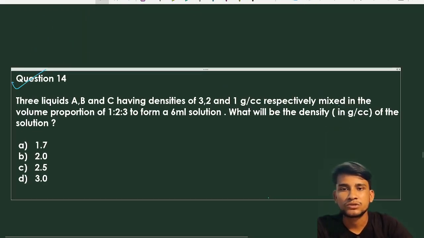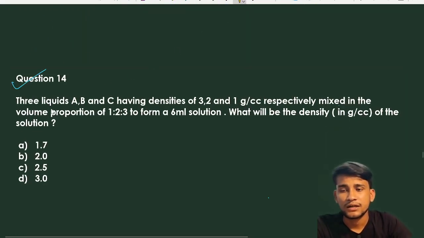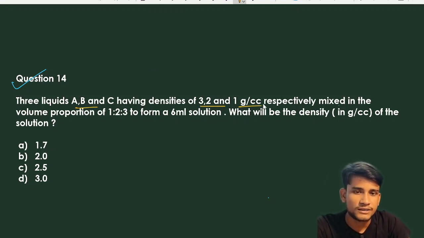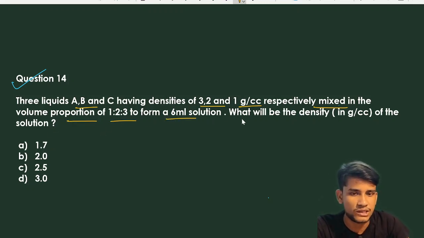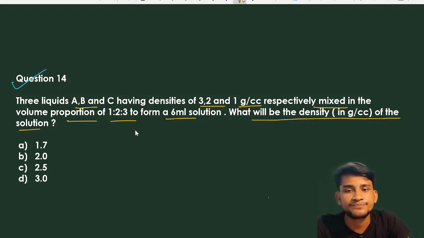So question number 14 says that three liquids A, B and C, having densities 3, 2 and 1 g per cc respectively, are mixed in the volume proportion 1:2:3 to form a 6 ml solution. What will be the density in g/cc of the solution? This is a question from mixtures.